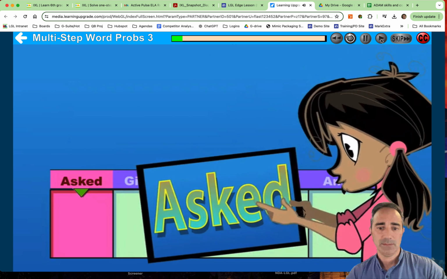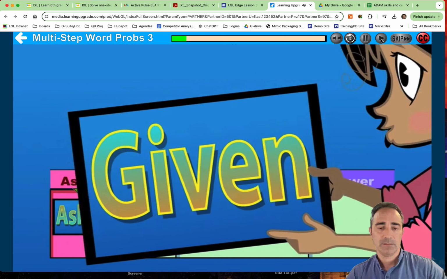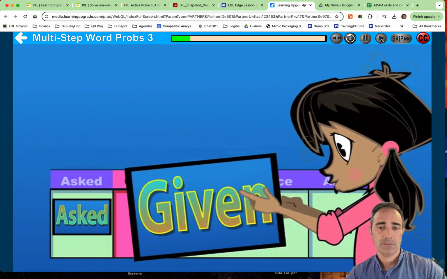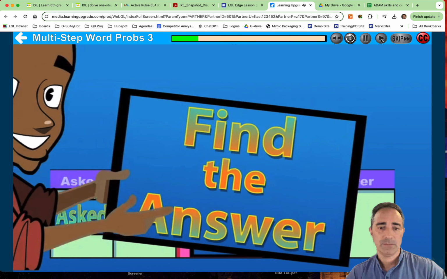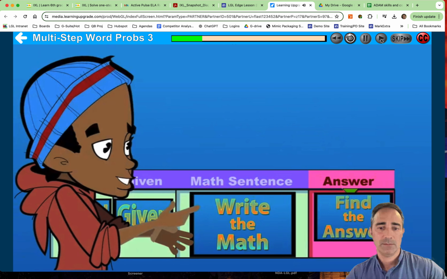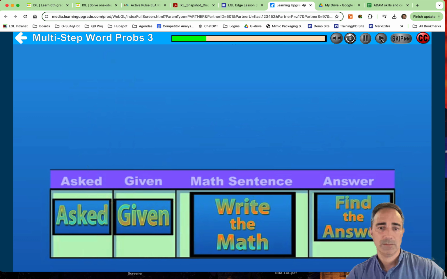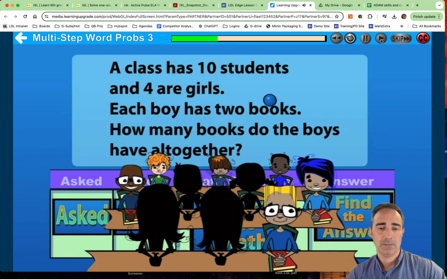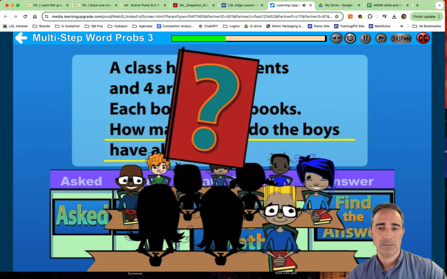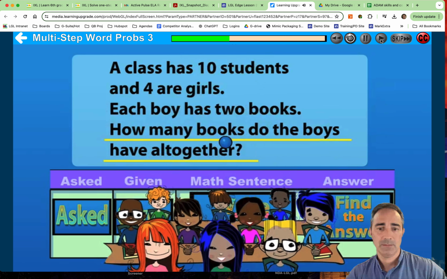What is asked? What is given? Write the math, number, sentence, equation, and find the answer. A class has 10 students and 4 are girls. Each boy has 2 books. How many books do the boys have all together?